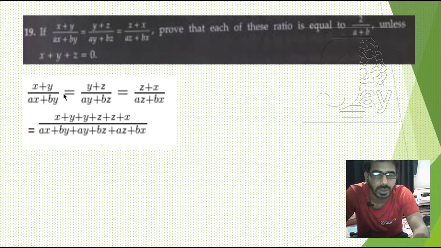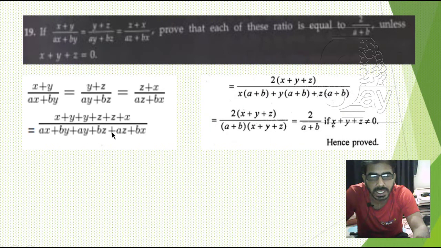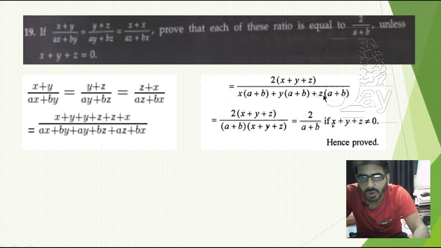Okay, so we are going to add all the antecedents here. So if you add x plus y plus z plus z plus x, you get 2 times x, 2 times y, 2 times z. We can take 2 common. Similarly, we add the consequents, and what we get is this. Okay, now after that we can take a plus b common in the denominator, and what is left is x plus y plus z. Now x plus y plus z gets cancelled from the numerator and the denominator, and we get 2/a plus b.